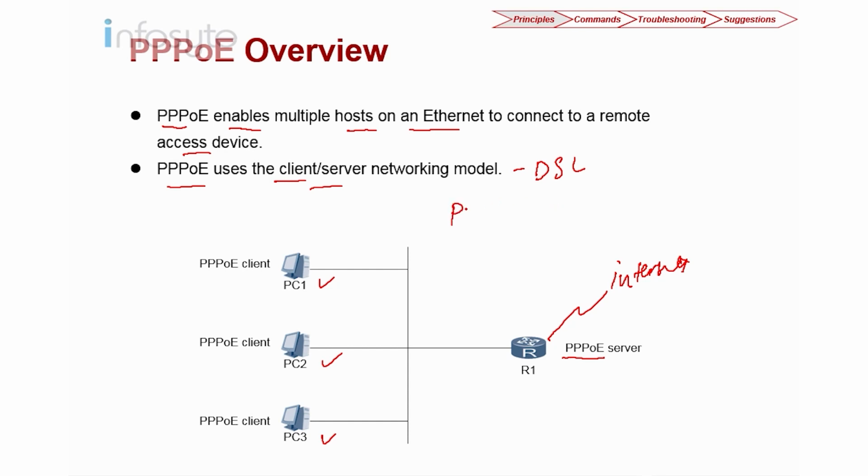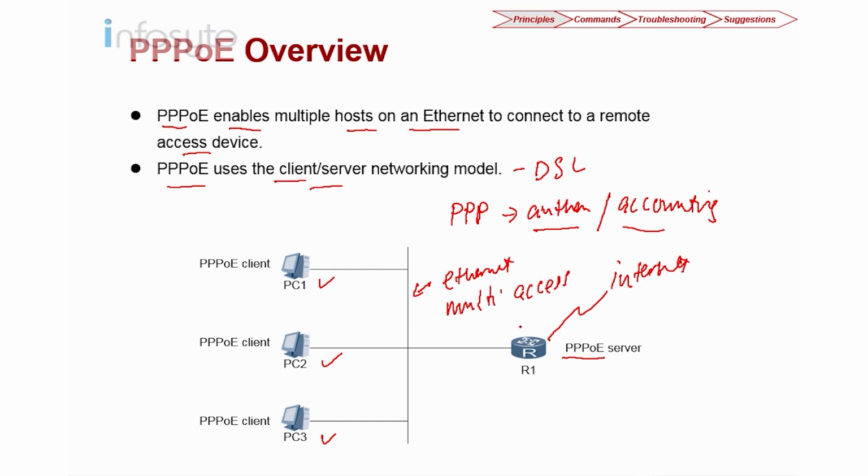Now, in PPP, we can do authentication. This is a feature that is required by PPPoE, as well as accounting. All right, that is where the provider will bill you according to your bandwidth. But here, this is our Ethernet. Now, how can we allow the Ethernet, because this is a multi-access network, to connect to a single PPPoE server? So we borrow the concept of PPP together, running over Ethernet. So we have PPPoE.